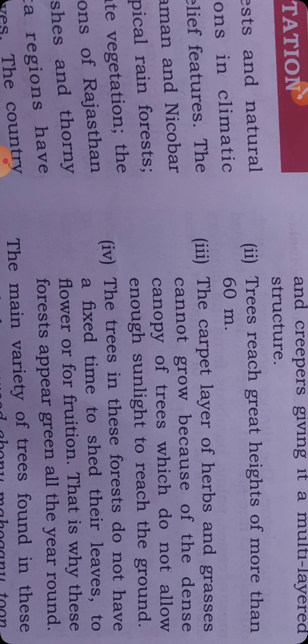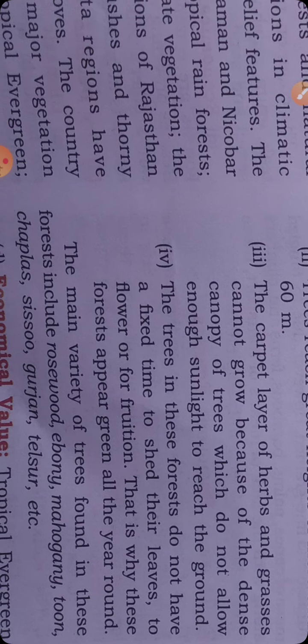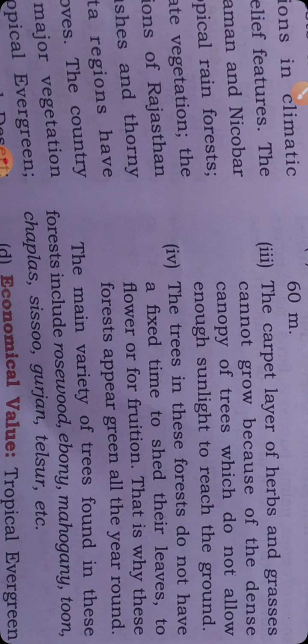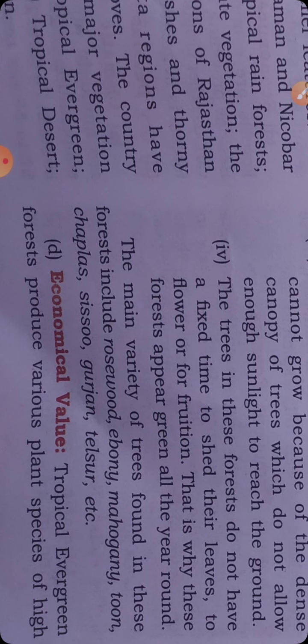The trees in these forests do not have a fixed time to shed their leaves, to flower, or for new fruiting. That's why these forests appear green all year round. This is one of the reasons. Please underline why evergreen forests appear evergreen throughout the year. The main varieties of trees found in these forests include rosewood, ebony, mahogany, toon, chaplas, sissoo, gurjan, and telsur, etc.